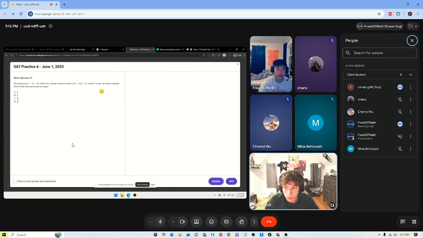Okay. So it says the expression 4x squared plus bx minus 45, where b is a constant, can be rewritten as hx plus k times x plus j, where h, k, and j are integer constants. Which of the following must be an integer?